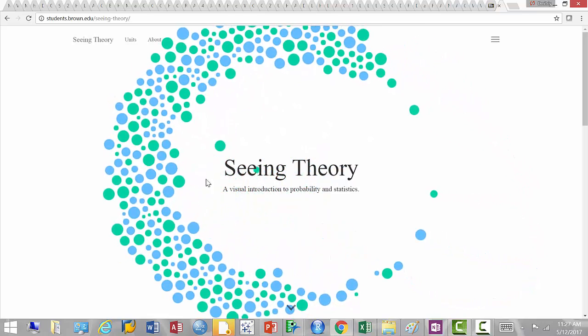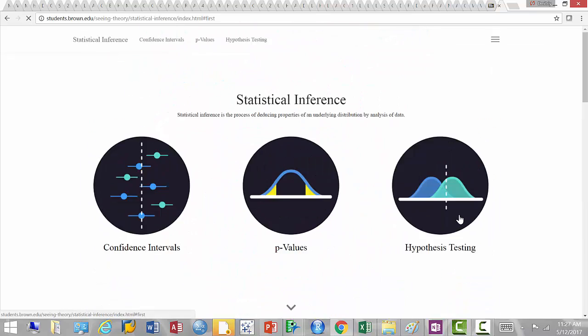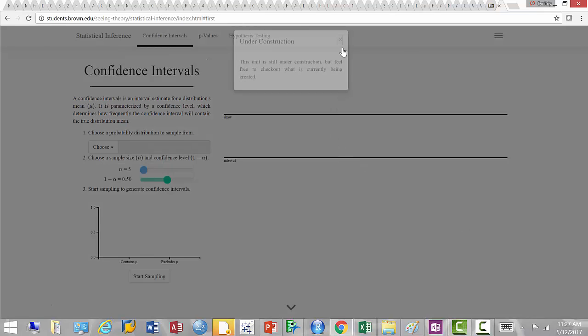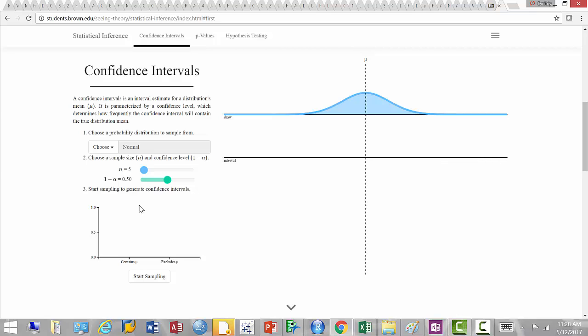I showed you this site before, right? Seeing Statistics. Okay, so statistical inference right there. Under construction, but that's okay. I tried it yesterday and it did actually work. So let's choose a probability distribution to sample from. So that basically says that let's use normal distribution as our population distribution, okay? And let's do a sample size of, I don't know, 30, and the confidence level of 95. Yeah, 95, okay? Start sampling.